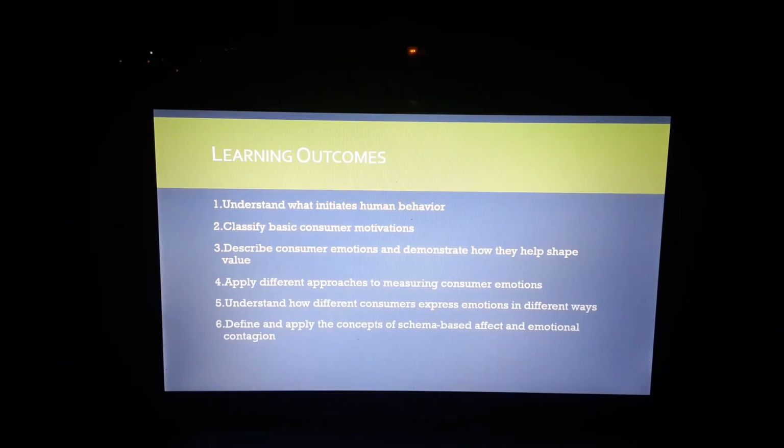So learning outcomes: understand what initiates human behavior. That's a big topic that we'll talk about just briefly. Classify basic consumer motivations, describe consumer emotions, and demonstrate how they help shape value. Apply different approaches to measuring consumer emotions. Understand how different consumers express emotions in different ways. Define and apply the concepts of schema-based affect and emotional contagion. That's my mistake. Emotional contagion. This whole idea of schema or story. That's what we're going to talk about.